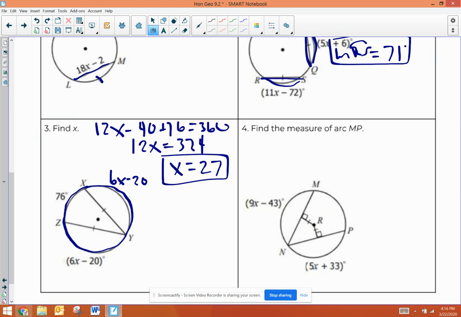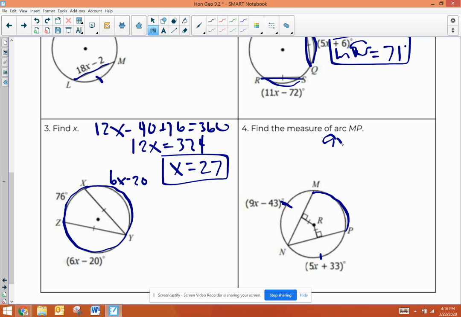Keeping it going. Find the measure of arc MP. Alright, so let's make sure we have enough information. The chord is equidistant from the center and perpendicular on both sides. Yep, so I know that these arcs are congruent. Now I want to find the measure of this part. So kind of similar to what we did in number 3.